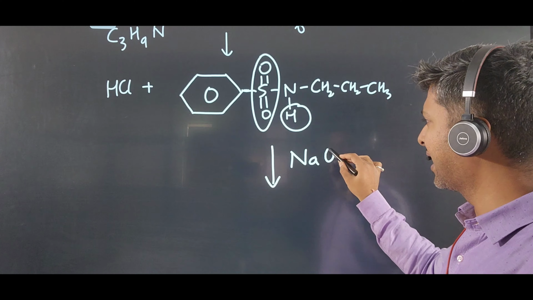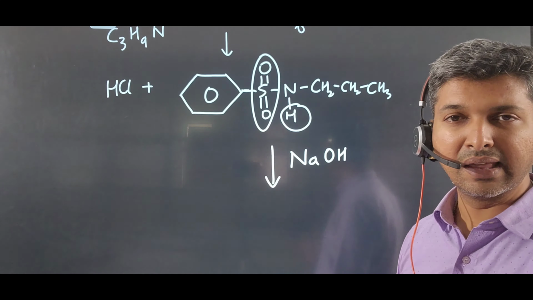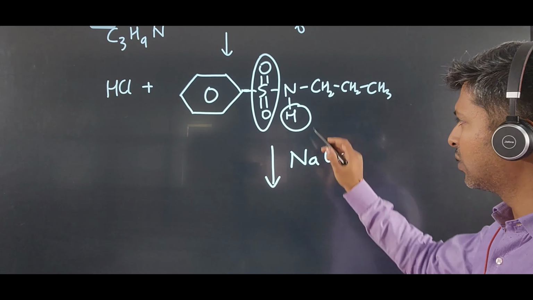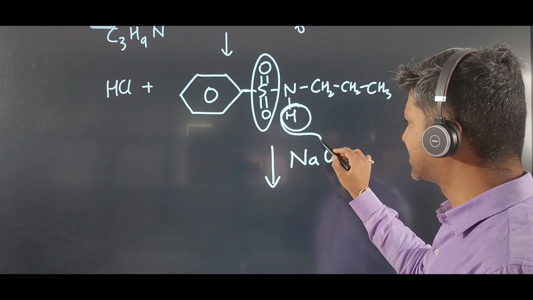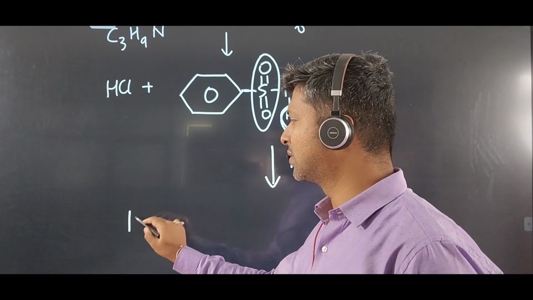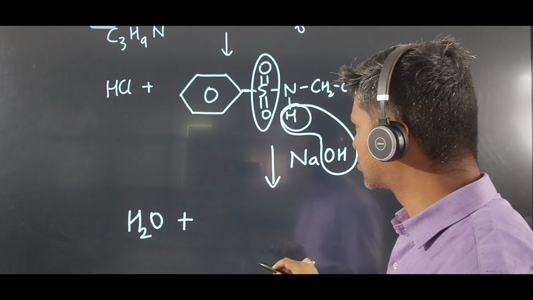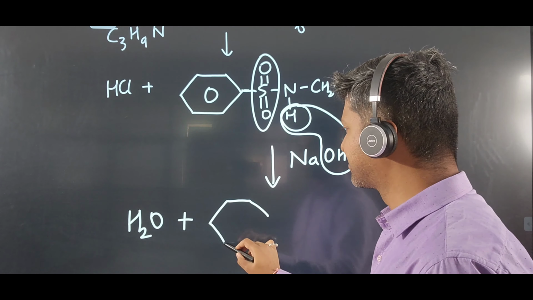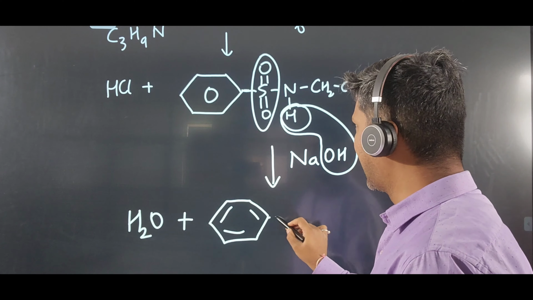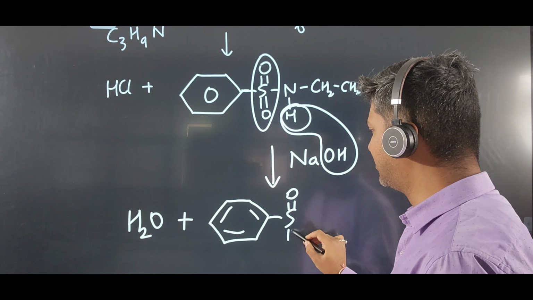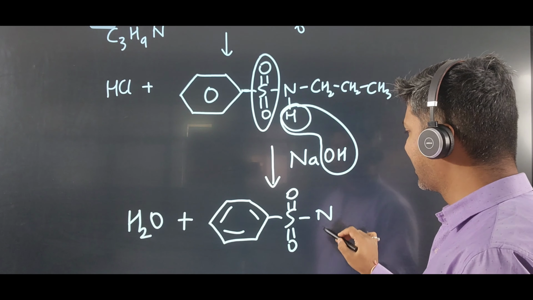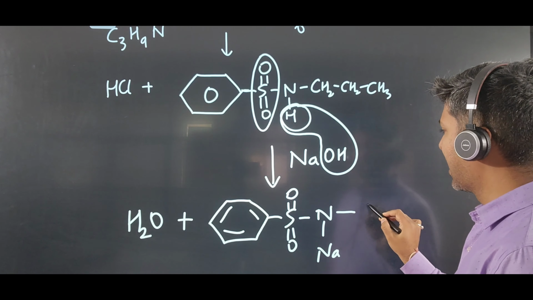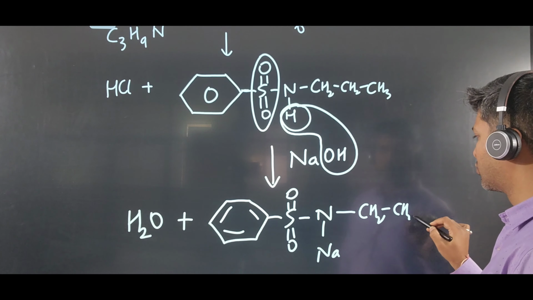So if I add NaOH, or even if I add any other alkali like KOH, so H will be able to react with OH because this is acidic hydrogen. Neutralization reaction will take place. H and OH will combine to form H2O, and this will get attached over here. So I'll have to rewrite this. Okay, and S double bond O, N, Na. Okay, and CH2, CH2, CH3.